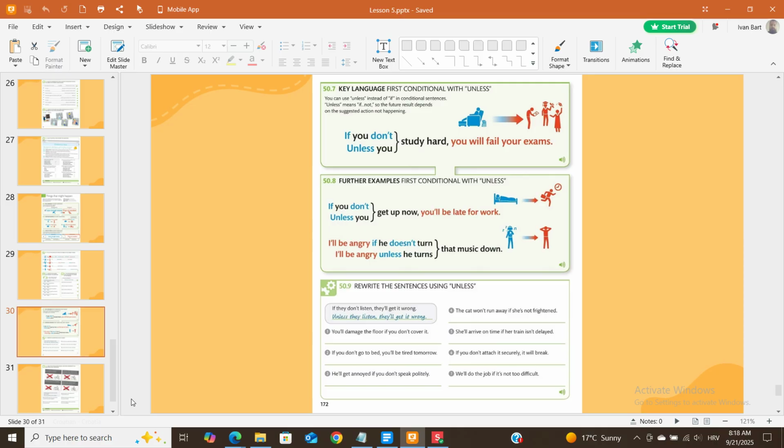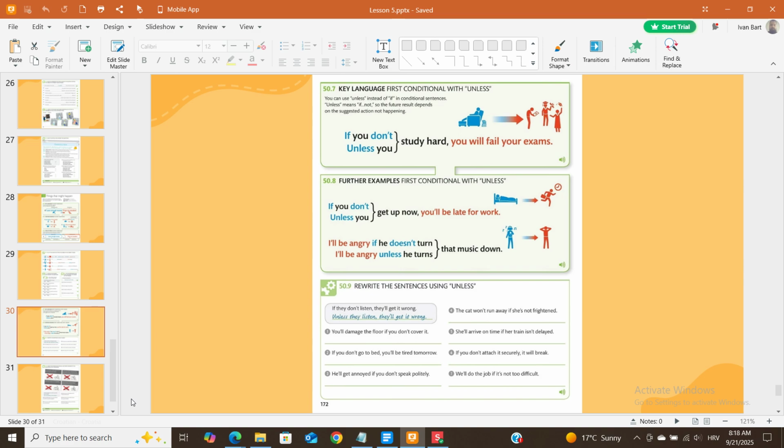50.8 Further examples: first conditional with unless. Unless you get up now, you'll be late for work. I'll be angry if he doesn't turn that music down. I'll be angry unless he turns it down.